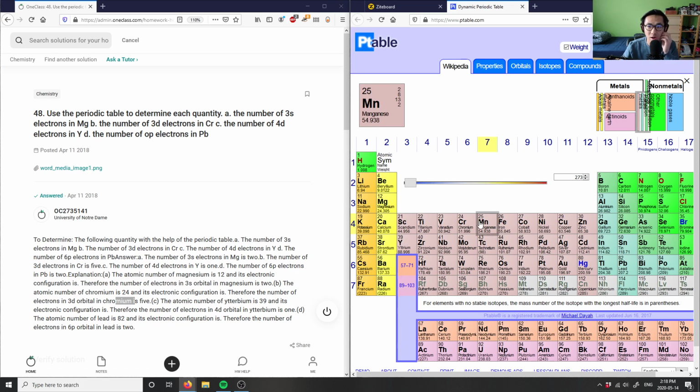So in the 3d block, it's actually this. So this solution here is incorrect. This here is actually a 4. Let's look at the other one here. So we have yttrium, which is Y here. That's all the way here.